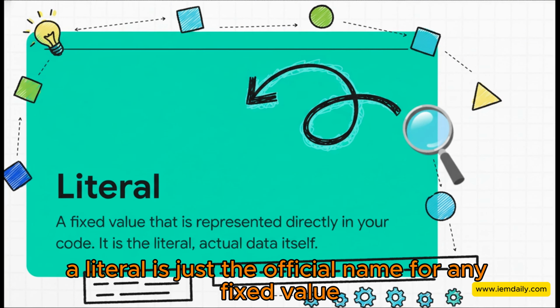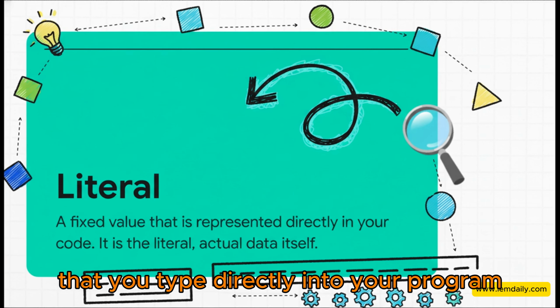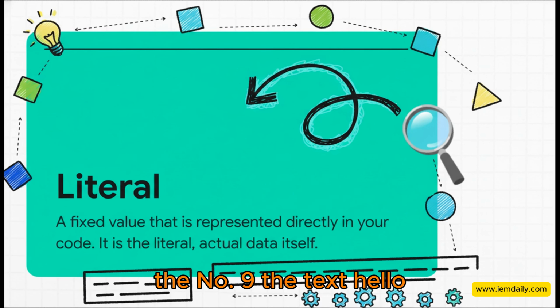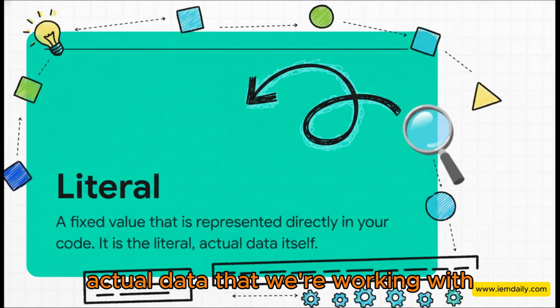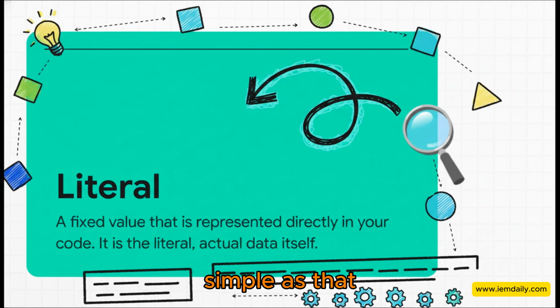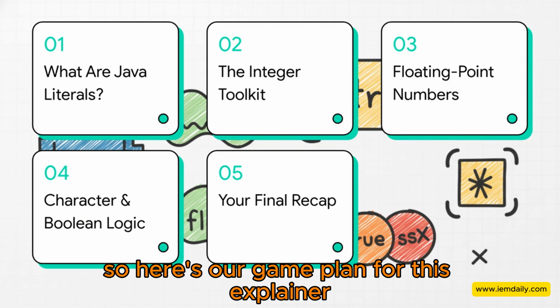A literal is just the official name for any fixed value that you type directly into your program. The number 9, the text hello, the value true, yep, those are all literals. They are the literal, actual data that we're working with. Simple as that. So, here's our game plan for this explainer.